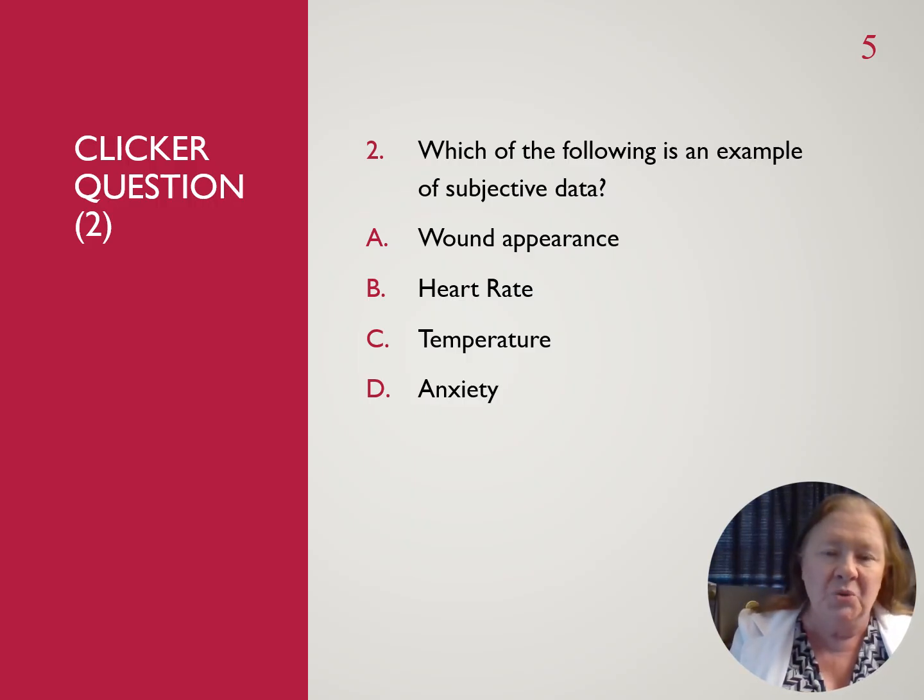Let's look at the other choices. Wound appearance, the keyword is appearance. You can see the wound. You can see if it's getting worse or better. And so that is definitely objective. B, heart rate is objective. You can measure that along with your vitals, right? And C, temperature can be measured, obviously, with a thermometer. So that is also objective data.